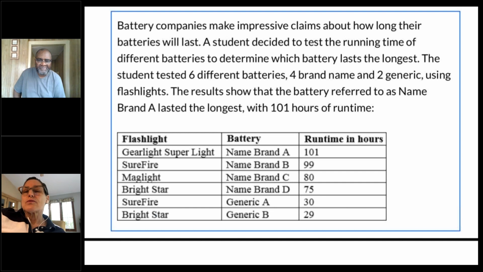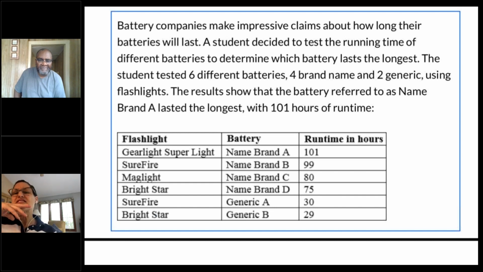So we look at this chart and we see they have all these different flashlights. We got Gear Light, Surefire, Mag Light, Bright Star, Surefire, Bright Star. I guess they used Surefire a couple times and Bright Star a couple times, but they're all different and different batteries. And then they're saying, well, looks like name brand A is the best battery because look how long it ran.